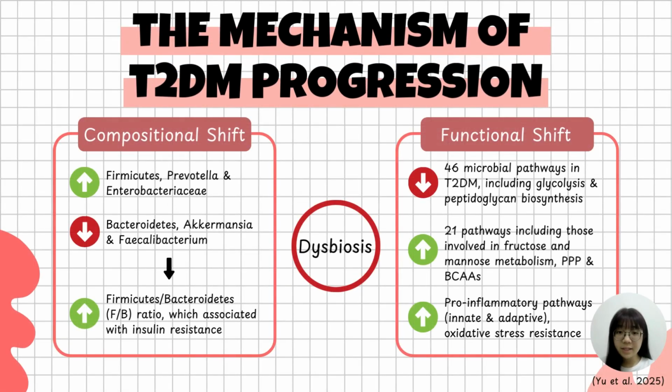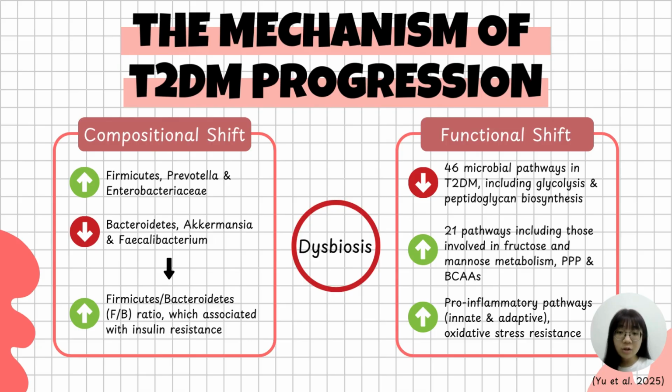So, how does dysbiosis actually lead to type 2 diabetes? First, compositional shift can be observed. There will be an increase in Firmicutes, Prevotella, and Enterobacteriaceae, and a reduction in Bacteroidetes, Akkermansia, and Faecalibacterium. This increased Firmicutes to Bacteroidetes ratio is linked to insulin resistance.